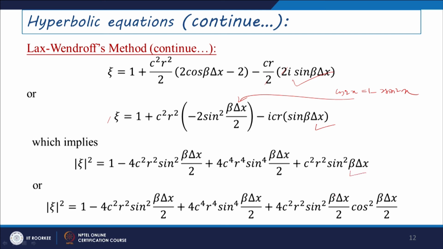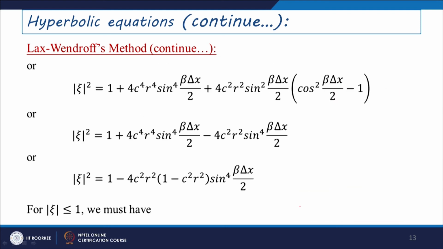And since we want to go for the stability of the schemes, we have to find this zeta value. So, if you go for a further simplification of this equation here, we obtain 1 minus 4 c square r square sin square beta delta x by 2 plus 4 c to the power 4 r to the power 4 sin to the power 4 beta delta x by 2 plus, since we are writing this one as sin square beta delta x, we can write this one as 2 beta delta x. If you write sin 2x is equal to 2 sin x into cos x, in that form we are expressing this term here.